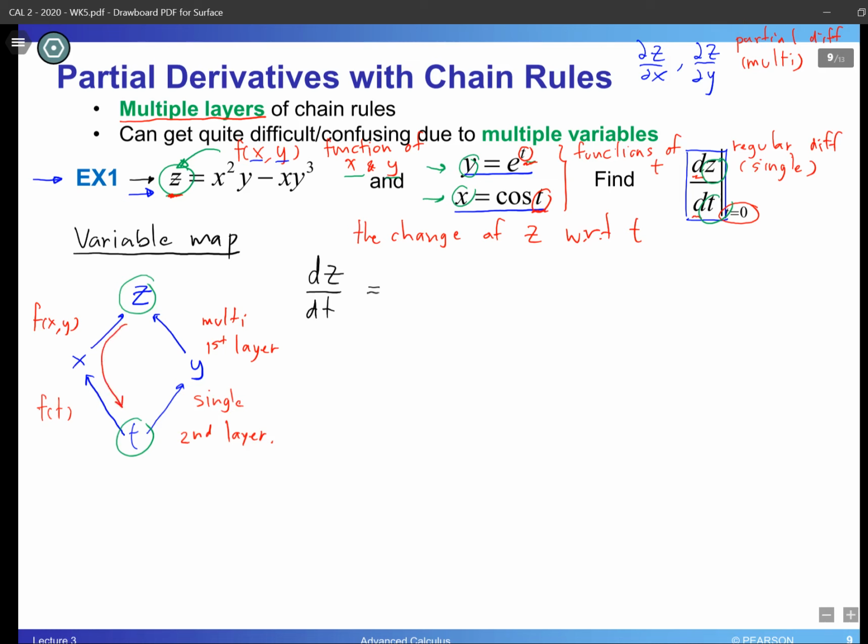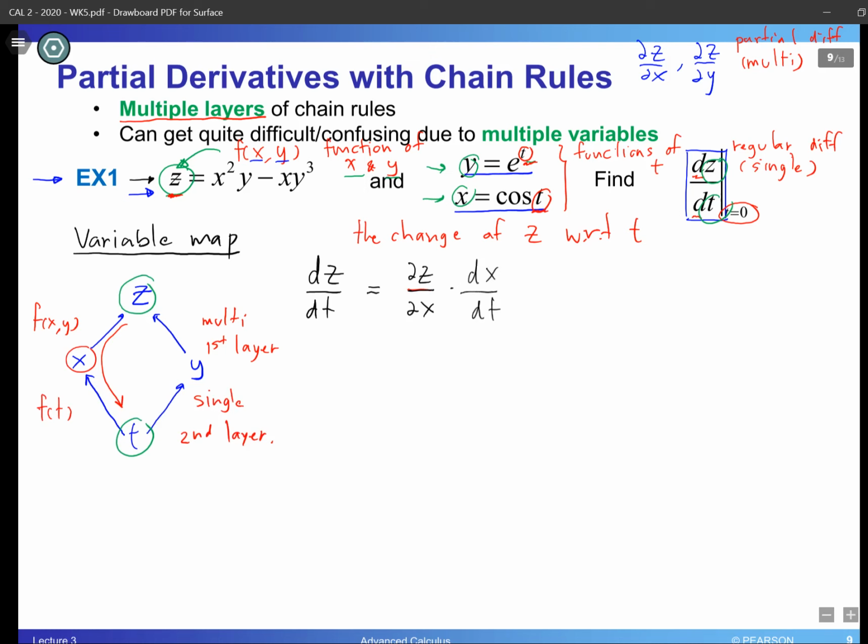So let's take a look here. In order to find the change of z with respect to t, I am going to find the change of z with respect to x first. All right, z goes to x, so dz by dx. And then after that I move from x to t, and that is going to be the change of x with respect to t.